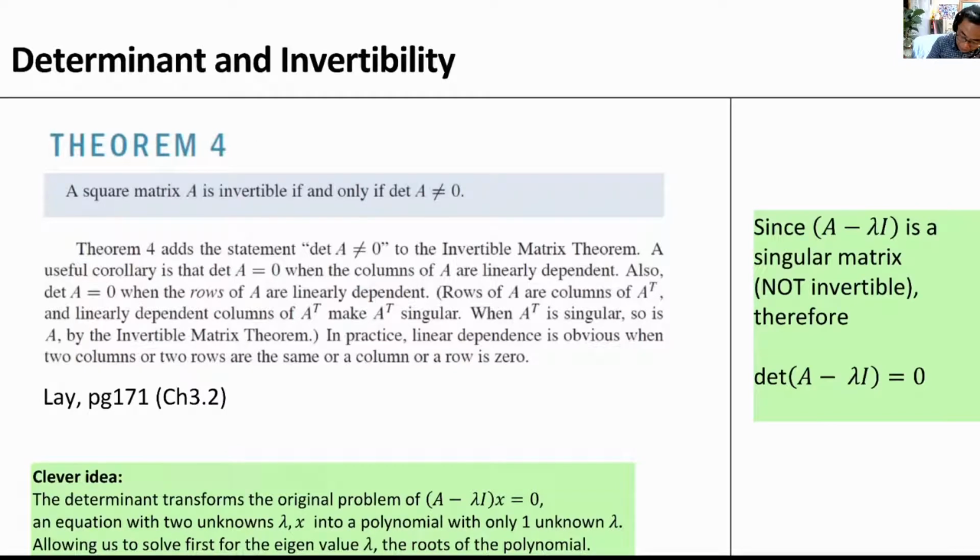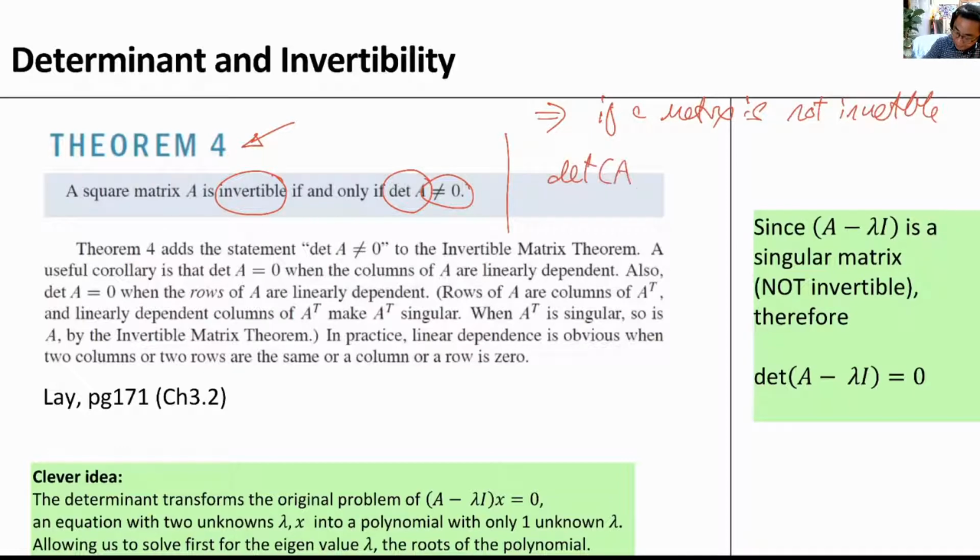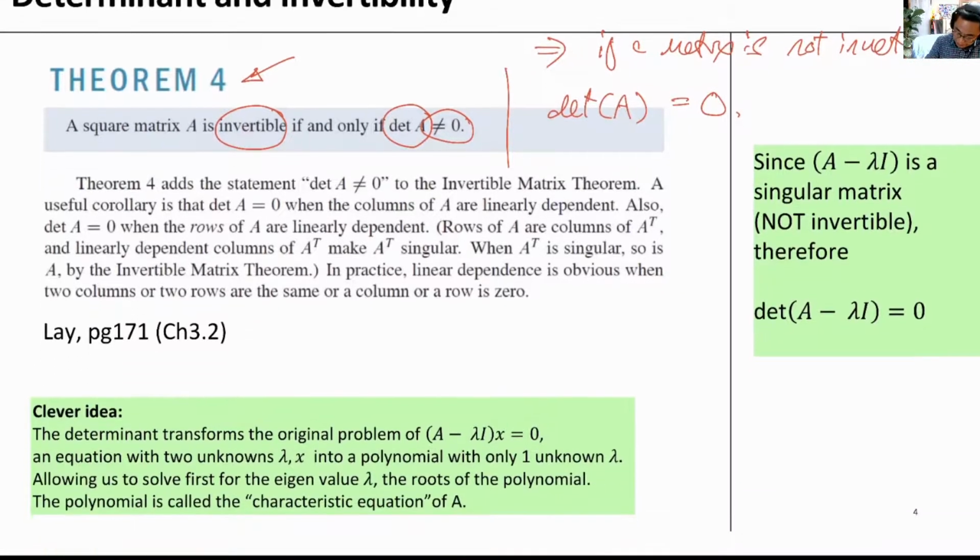Additionally, there's a theorem which we have not introduced yet. We'll introduce it now. For a matrix to be invertible, another property is this: the determinant of the matrix must not be equal to 0. Implying if a matrix is not invertible, then the determinant of A must be equal to 0. That's the negation.